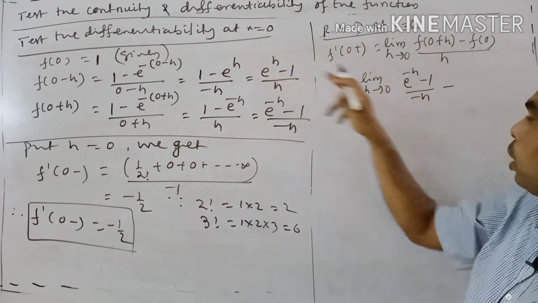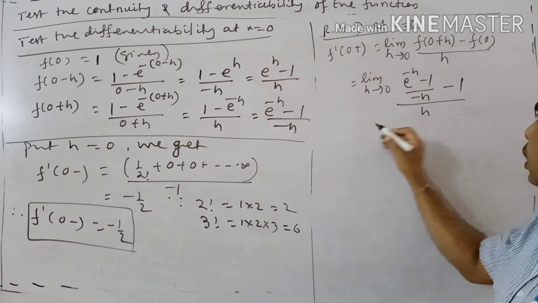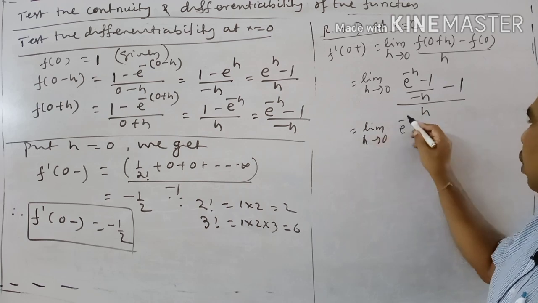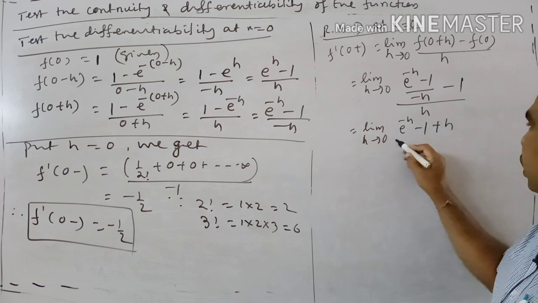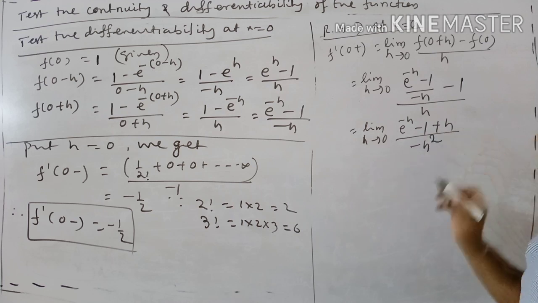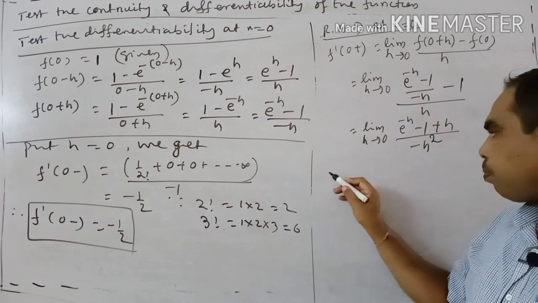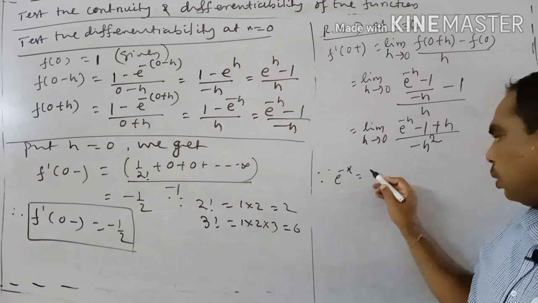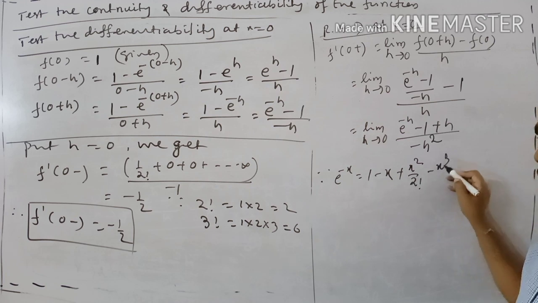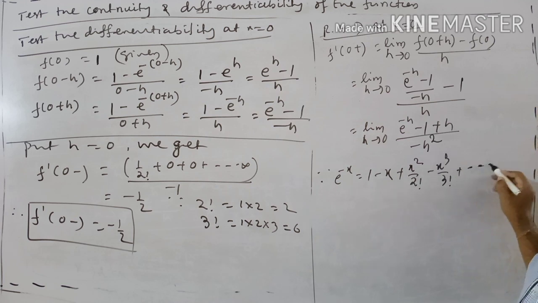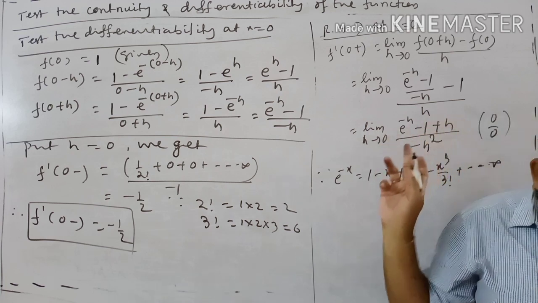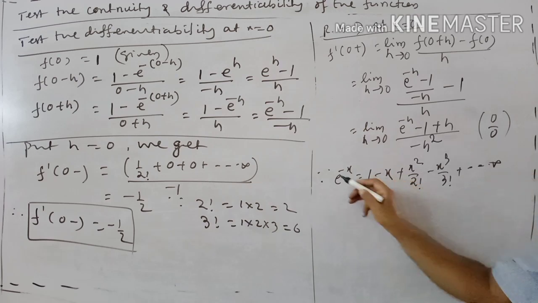Minus f of 0, which is 1, divided by h, is equal to limit h tends to 0 of e to power minus h minus 1 plus h divided by minus h square. Here also put e to power minus x, which means 1 minus x plus x square by 2 factorial minus x cube by 3 factorial and so on to infinity. This is also 0 by 0 form. If you put h equal to 0, it becomes 0 by 0 form.